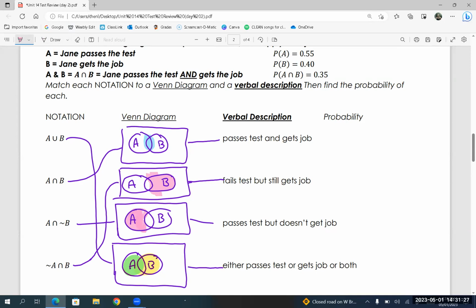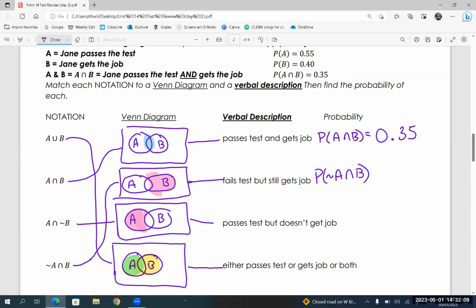Okay, to find those probabilities, we're going to be using that notation and writing out those formulas. So the probability that she passes the test and gets the job would be the probability of A and B. This would be equal to what they gave us above, 0.35. So we don't have to do any work when they give us that probability. Okay, our next one, fails test, but still gets the job. So that would be the probability of not A and B.